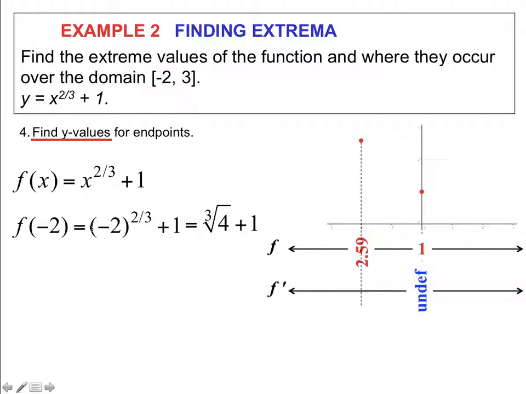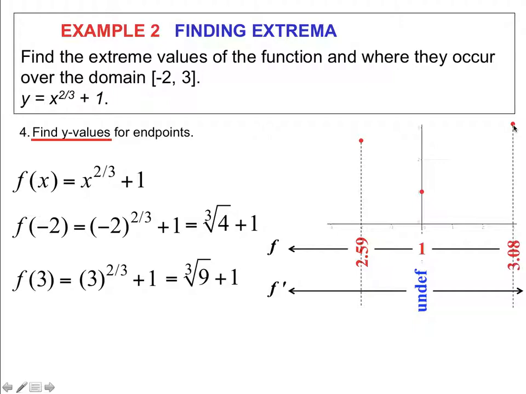Okay, so when we plug in 3 then, we've got 3 to the 2/3 power plus 1, which is the cube root of 9 plus 1. And the cube root of 9 is not 3. It's something else. So when we evaluate that on a calculator, we get a value that is about 3.08. And so we know that these are the two values at the endpoints.